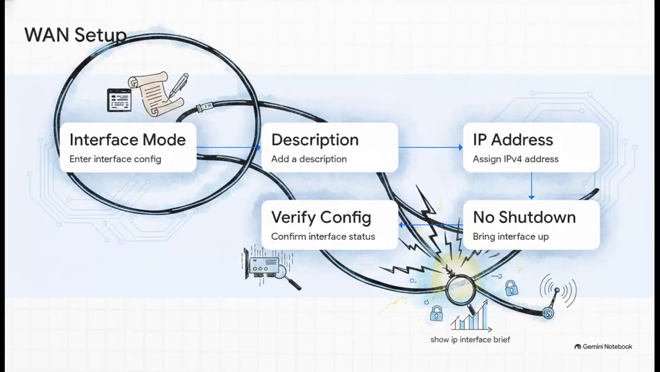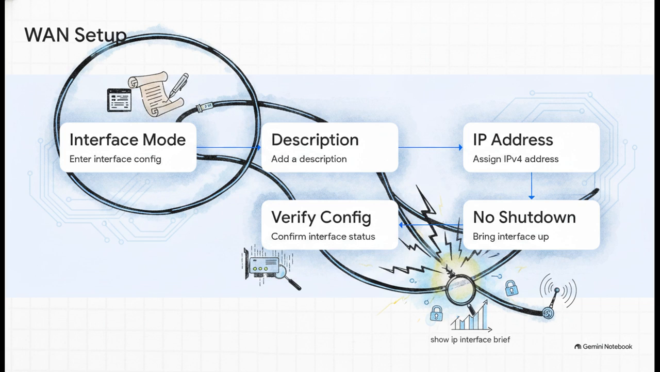So here's your flight path for waking up that WAN link. First, navigate into the interface config mode. Second, and please never skip this, always add a description. Documenting exactly what that cable connects to is going to save your future self or some poor engineer working the night shift hours of headache down the line. Third, assign the IP address and subnet mask.